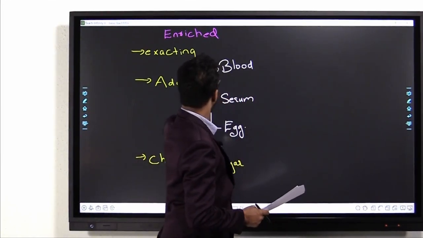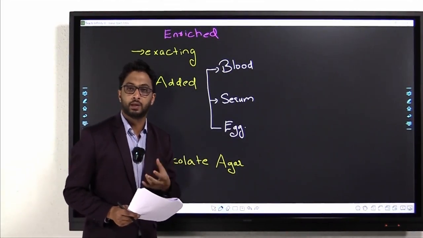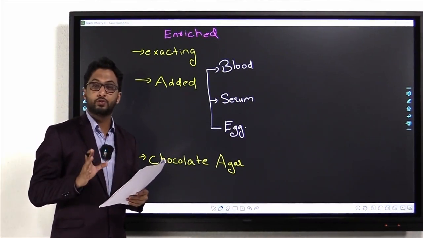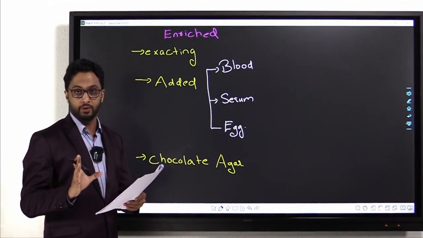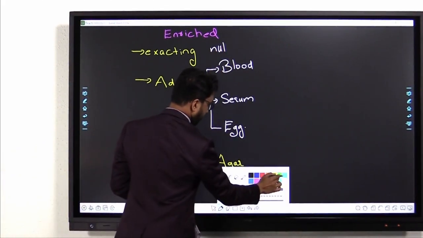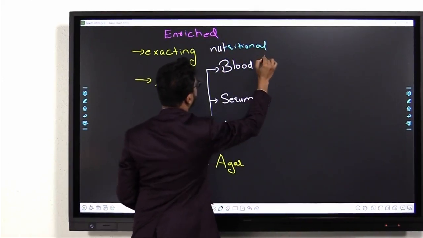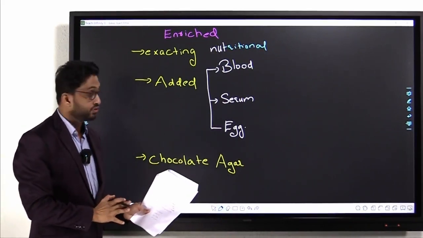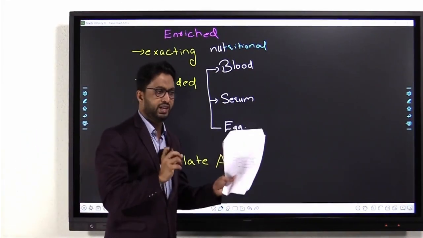Now, regarding enriched media, one thing you know, it specifically allows the growth of a particular bacteria. The definition is the culture media which is required to grow bacteria with exacting nutritional requirements. Okay, exacting nutritional requirements. You have to know this term, because in the definition you will have it. Exacting means nothing but special. So, special nutritional requirements. They need a particular thing.